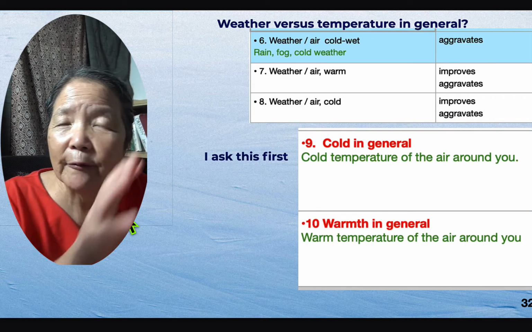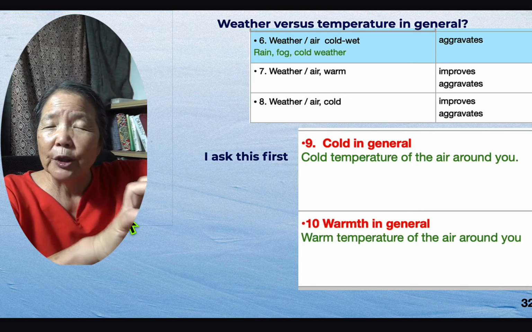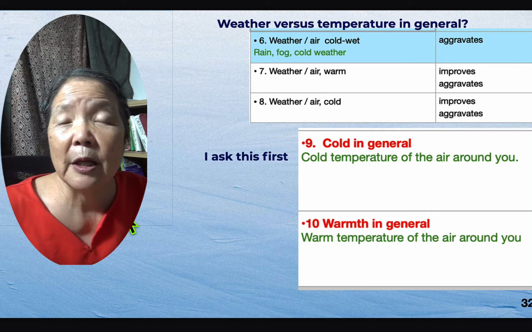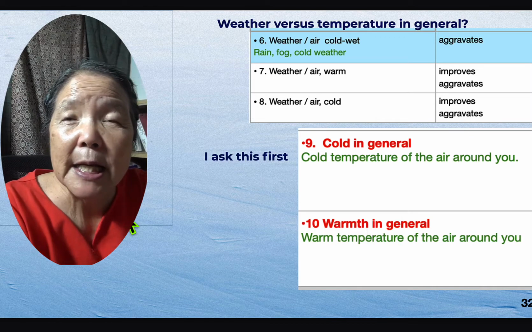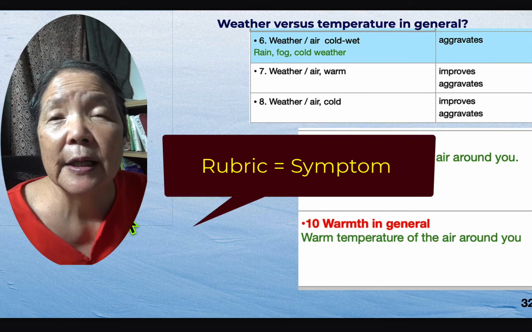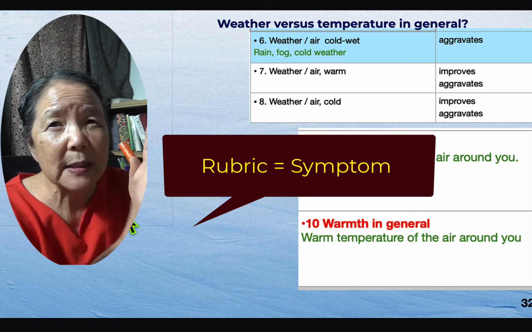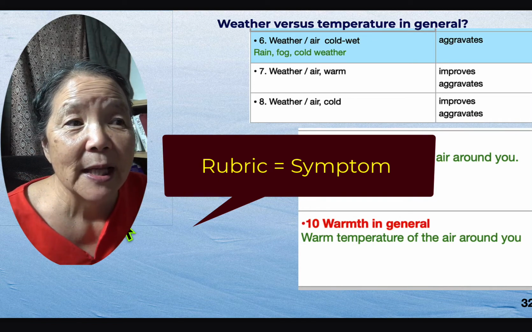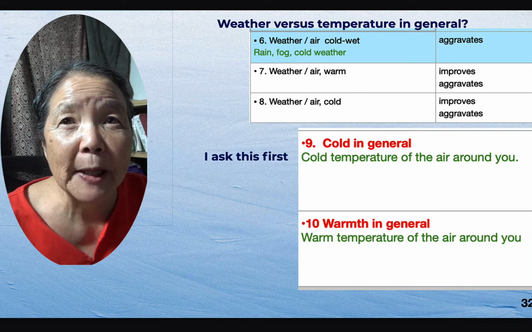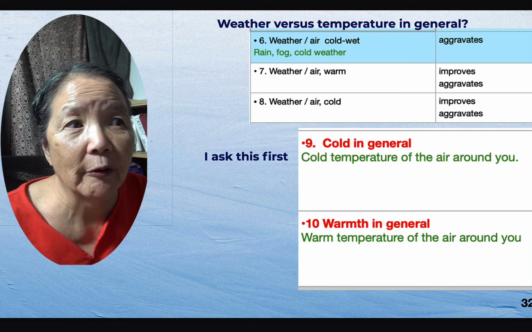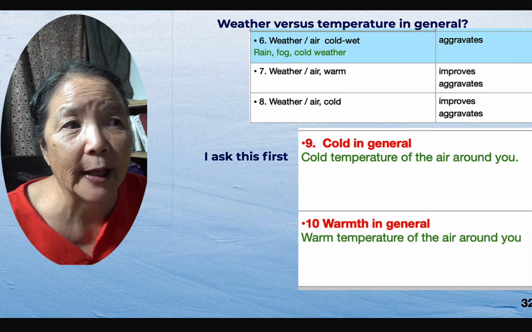And so you make these finer differentiations. And if you have a lot of fine ones, you may not want to have the general one and use the fine ones, or include them. Depends on the number of rubrics or symptoms that you have. Rubric means symptom. Okay. So you just play around with this. I actually turn them on and off. I've made other videos about that.